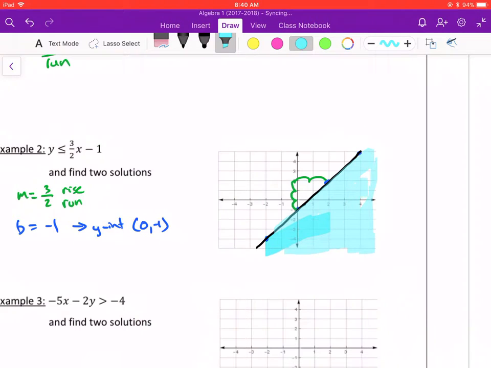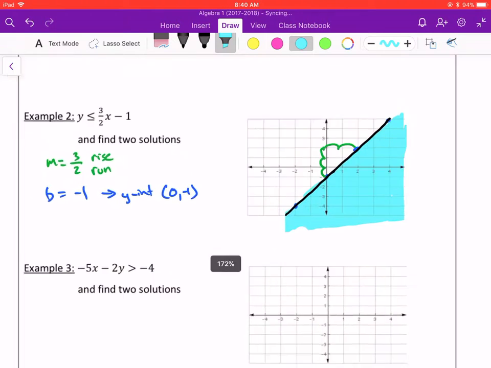There's really not too much of a change when we're graphing, just like you would graph normally, but you just got to pay attention to what type of line it is going to be and where you're going to shade. Okay, here's another example.